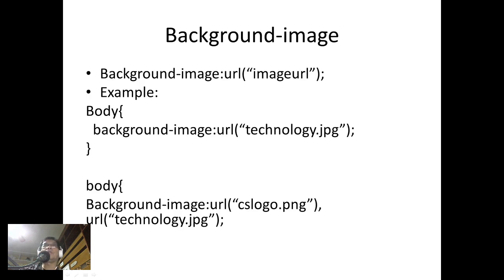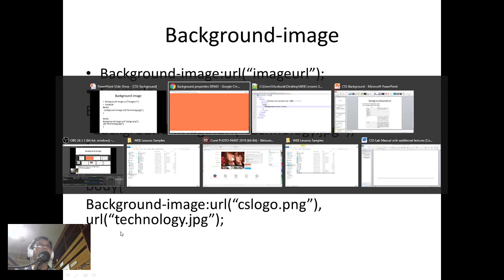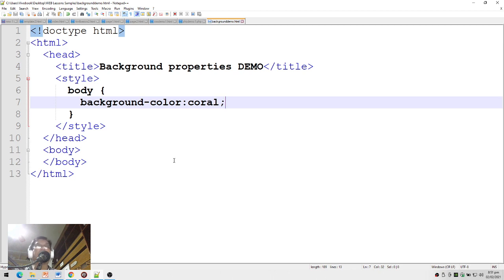Next, how about if we want to have an image as our background? The syntax will be background dash image colon and then url and then open close parenthesis. Inside double quotes, we have the image URL. It can be the file name or maybe a URL of an image from the internet. For example, we have body, background image, then url, then we have here a file. So let's try that. This was our output a while ago.